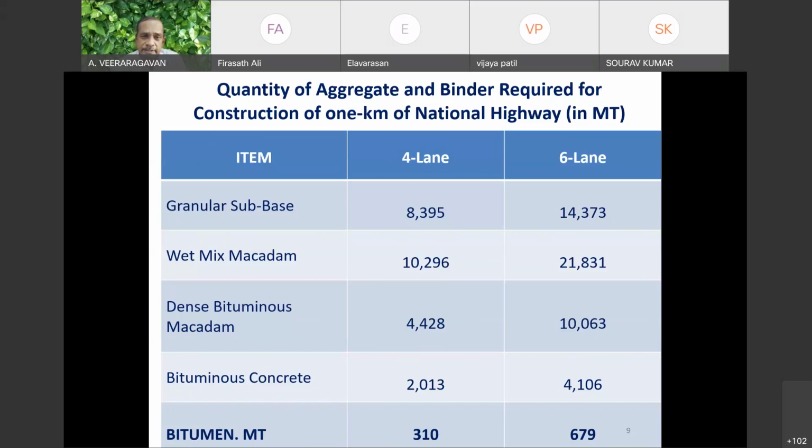Not only for the initial construction, with the design life of 20, 30, 40, 50 years, the pavement should warrant lesser aggregate. That means it is sustainable. How to ensure that? That's what we will see now.